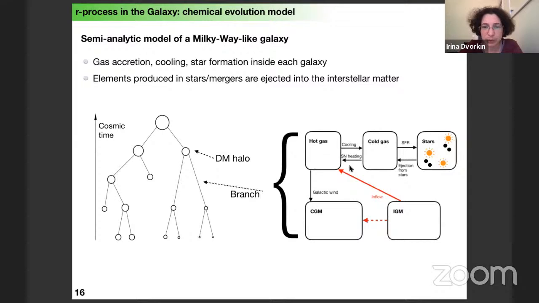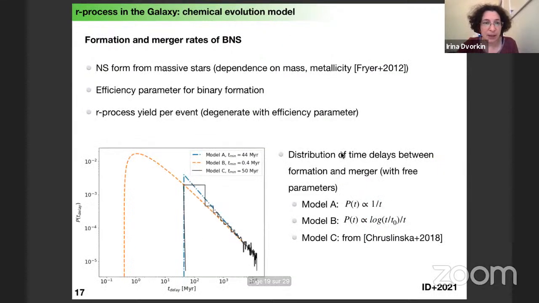And we have supernova heating and all that. And so we model in this way the evolution of the different phases of the gas inside the galaxy, the stellar populations, and the populations of the binary neutron stars. So we form the binary neutron stars according to this model by Fryer et al. There is slight dependence on the metallicity of the progenitor stars. But other than that, it's a very simplistic model where we just have an efficiency parameter for the formation of these binaries.